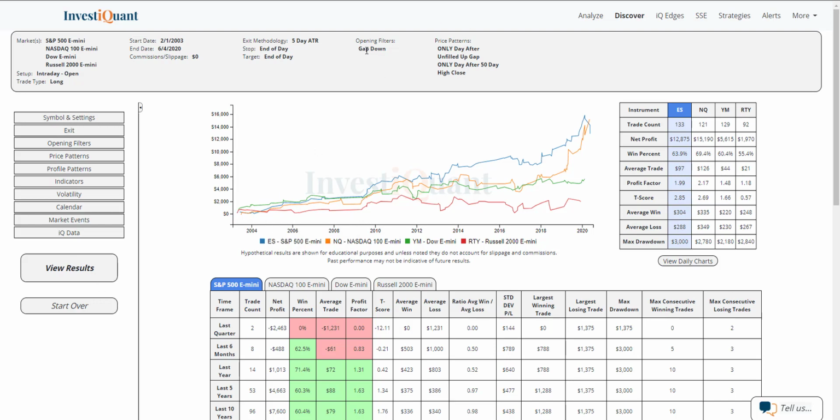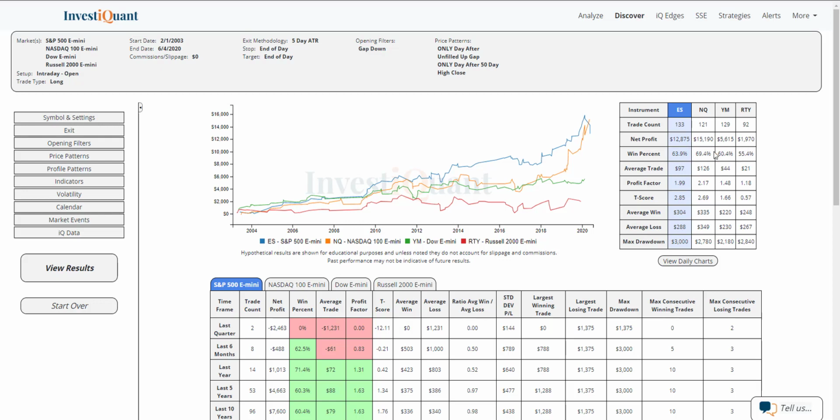We're still waiting to see about the gap down. We won't know that until the market actually opens. But if the other markets gap down, the ES, YM, and Russell, this would be applicable for them. You can see they have similar stats as well, with the YM coming in at about 60%, and the Russell a little bit weaker at about 55%.